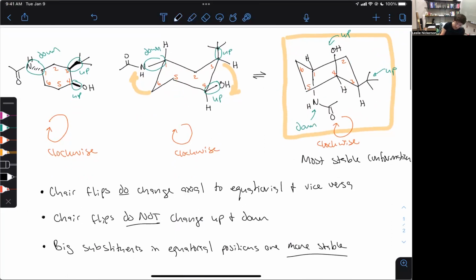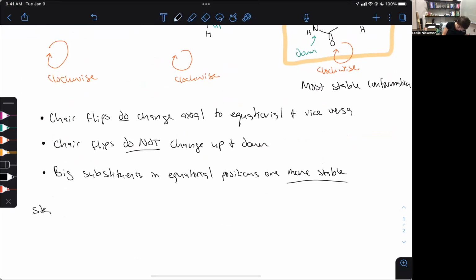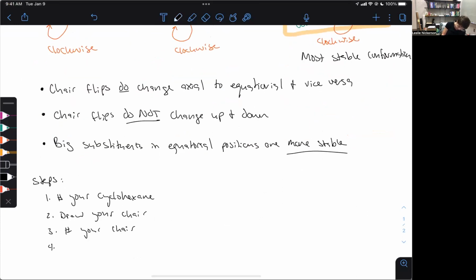So just kind of in summary here, step 1, number your cyclohexane. 2, draw your chair. 3, number your chair. 4, add substituents according to up and down.